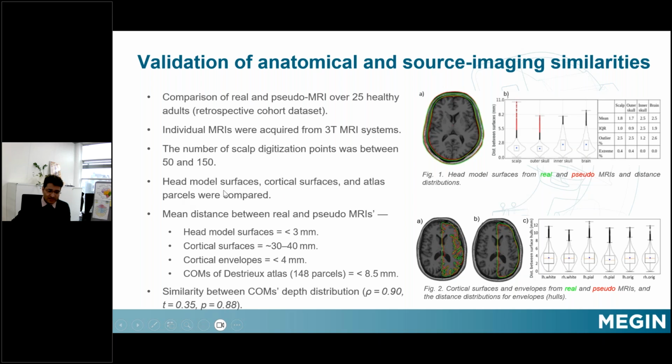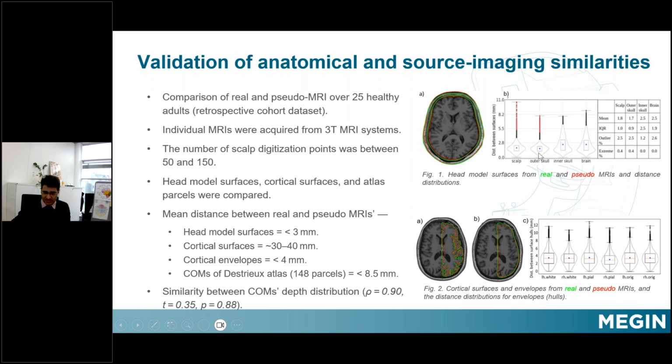The head model surface and cortical surface, the atlas parcels were compared. And here you can see the distribution. In this picture, you can see, for example, this is the inner skull surface. The green one is from real MRI, and the red one is from pseudo-MRI. They're quite close. Again, the outer one is for the scalp surface.